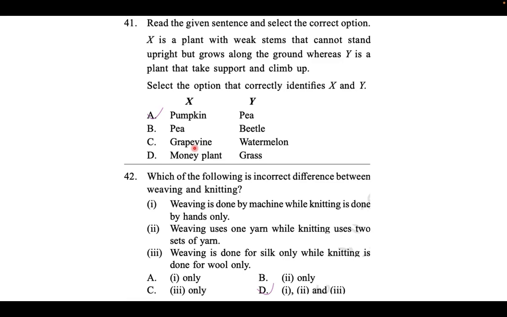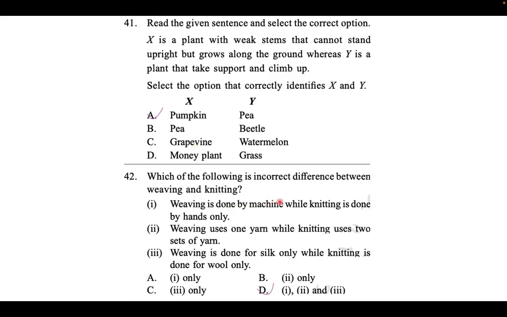Here, pumpkin is a creeper and it has a weak stem that cannot stand upright, so it grows along the ground. Y is a climber. P is a climber, so it takes the support of surrounding objects and climbs up.